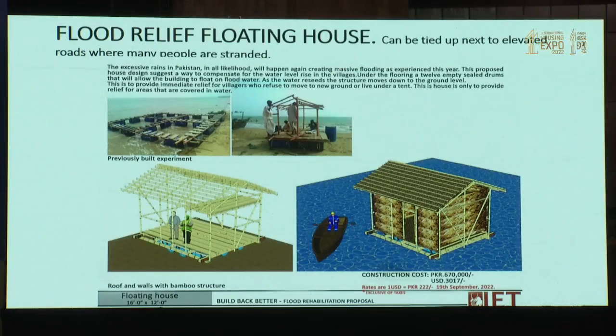So the idea of this floating house was mainly for women, that it would come up to the level of the road, and the women would be safer in this. The structure has been designed in such a way that when the floods recede, the building settles down in the ground and can be made a permanent structure.